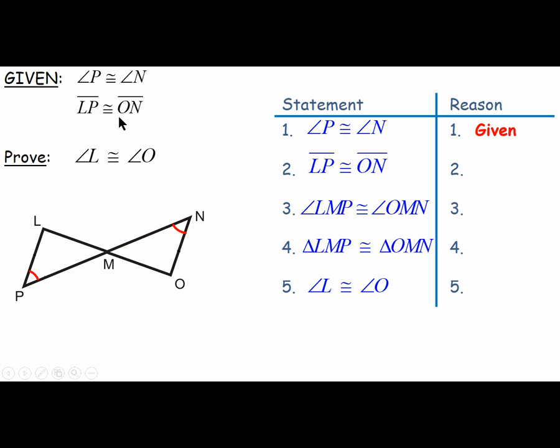Segment LP is congruent to segment ON. So we put the tick marks that represent that. Segment LP is congruent to segment ON. And then that becomes our second statement in the proof: LP is congruent to ON. What's the reason? That is also given to us.